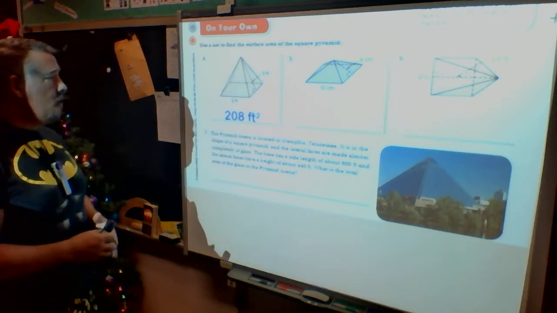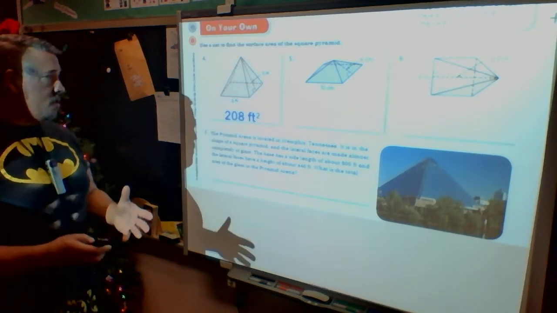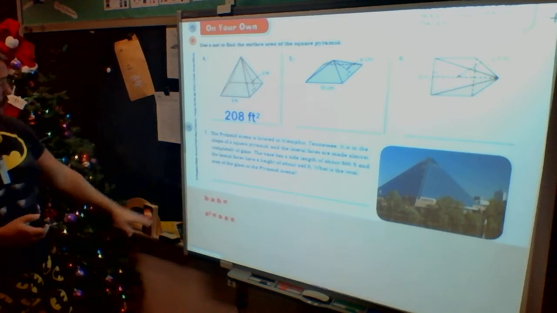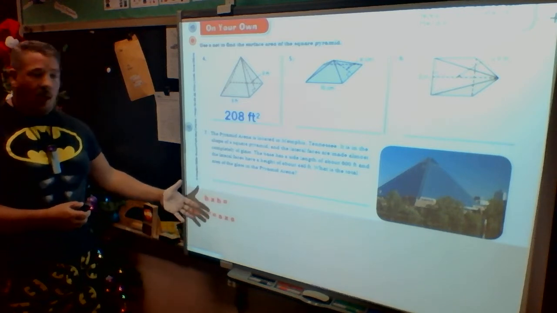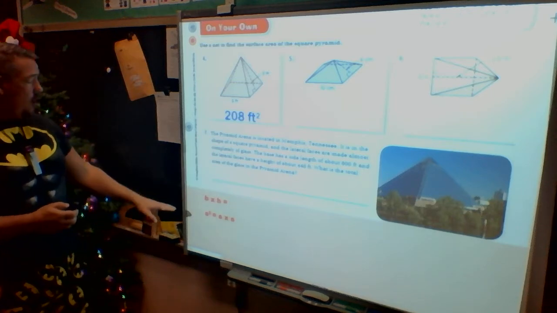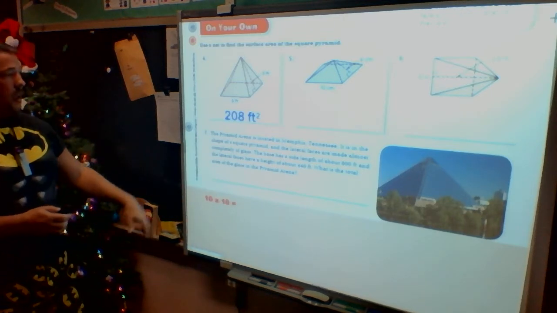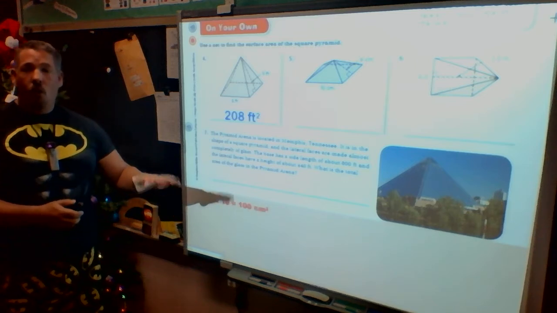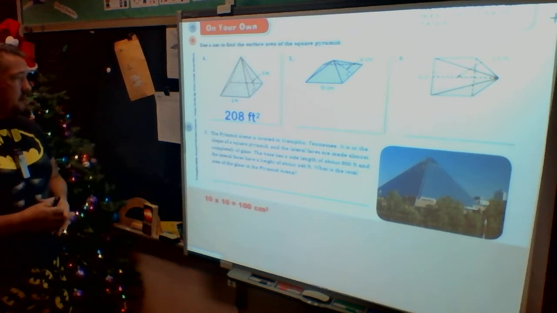On this pyramid, same setup. I'm going to start with finding the base. I'm going to start with base times height, or my side squared, because it is a square-based pyramid. I'm going to multiply 10 times 10, and 10 times 10 gives me 100 square centimeters.